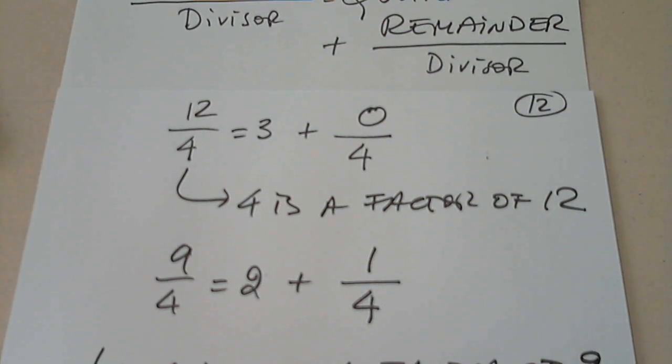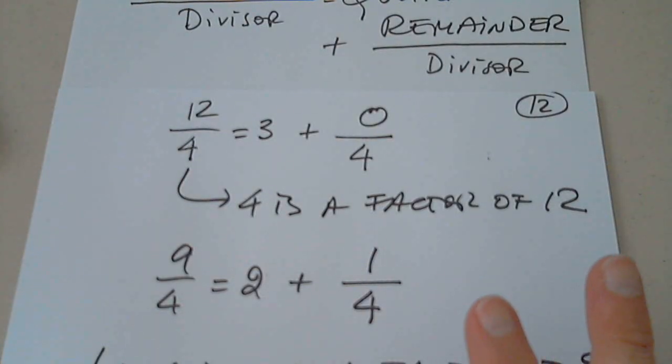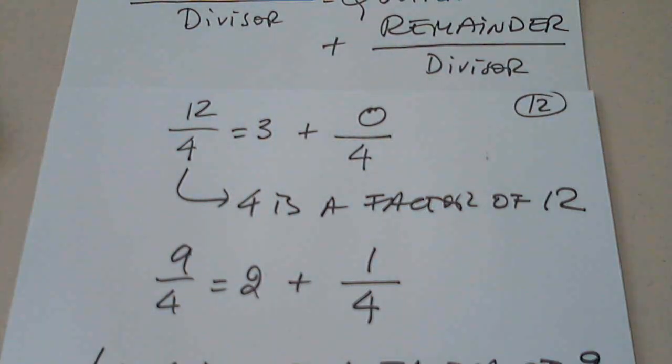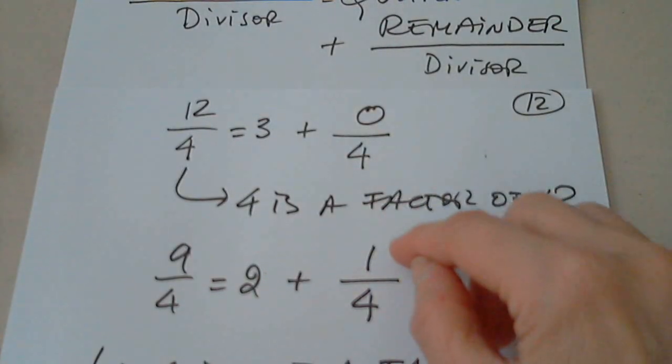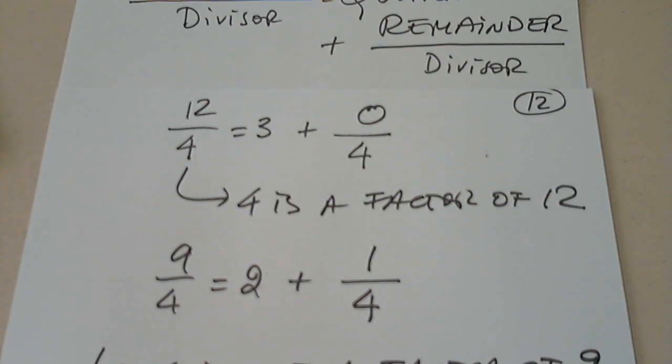Is there another way of writing this? 9 is not blank by 4. What word am I missing? Divisible. Excellent. Thank you. So I have two ways of saying this. 4 is not a factor of 9 because the division has a remainder. Or I say 9 is not divisible by 4 because there is a remainder. So these two mean the same thing. This is like a foreign language. We have to understand the terminology in order to understand what's happening. Good.